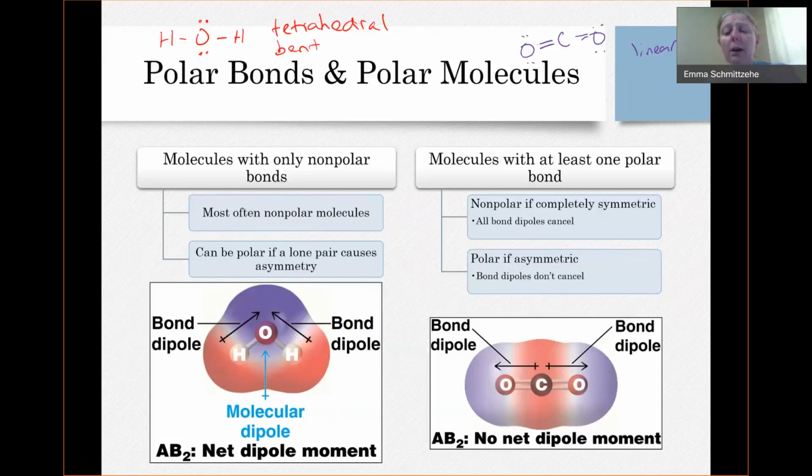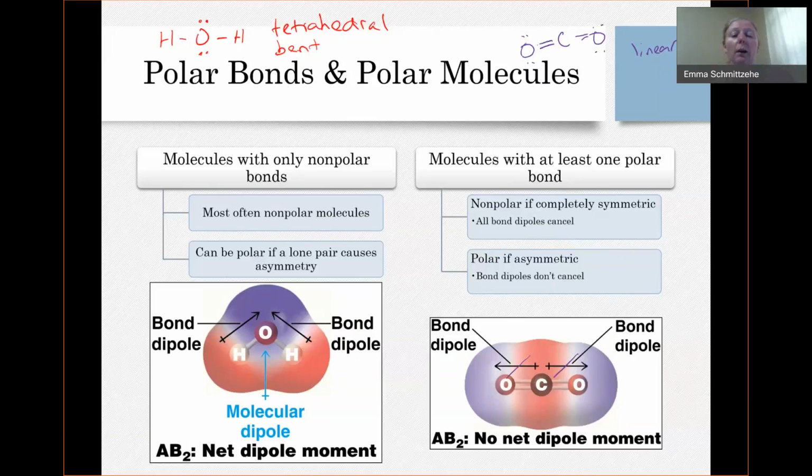And so for that one, those bonds are also polar. Carbon and oxygen have significantly different electronegativities. Oxygen's is higher, so there's a bond dipole pointing towards the oxygen on each side. But those are pointing completely opposite of one another, so they definitely cancel out, and there's no net dipole for the molecule. And since there's no net dipole, that means that overall that is a nonpolar molecule.